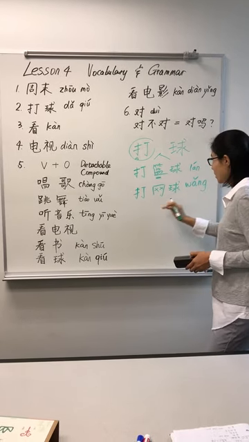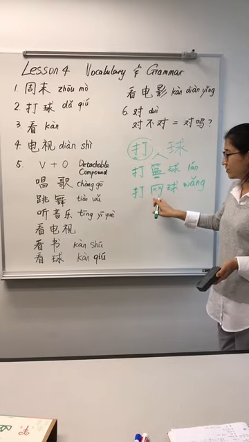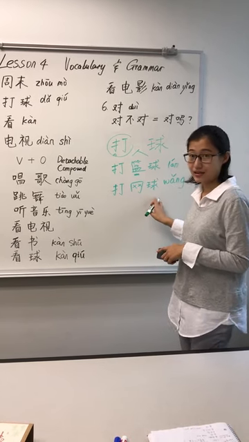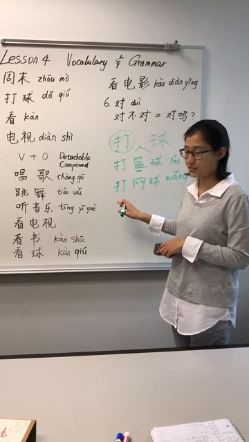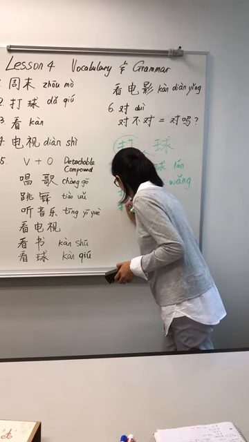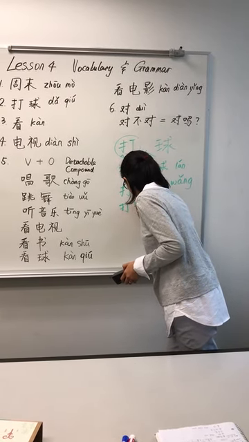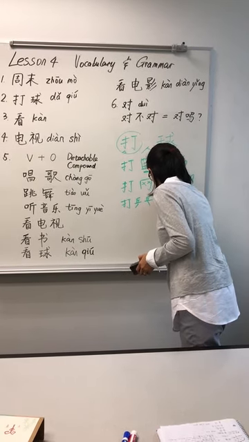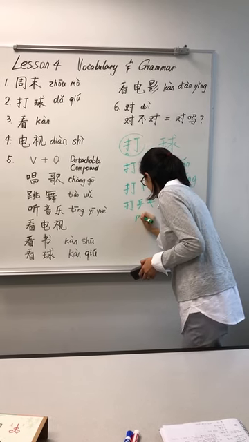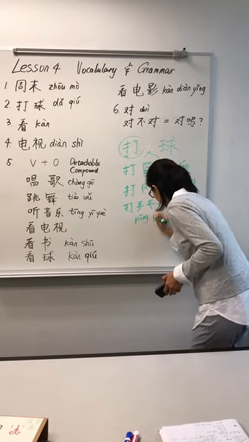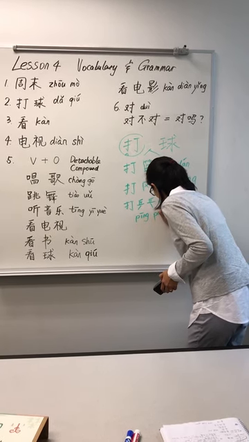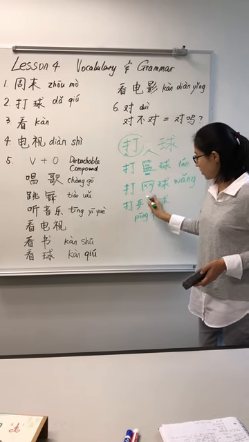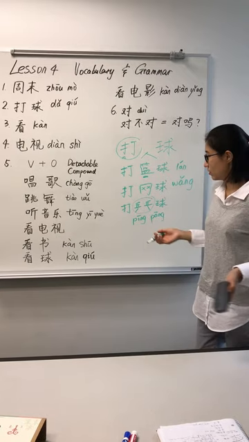打网球. 网. So what do you think about this character? It's a net, right? Play tennis. This is a tennis net. 打乒乓球. 乒乓 means ping pong, play ping pong.